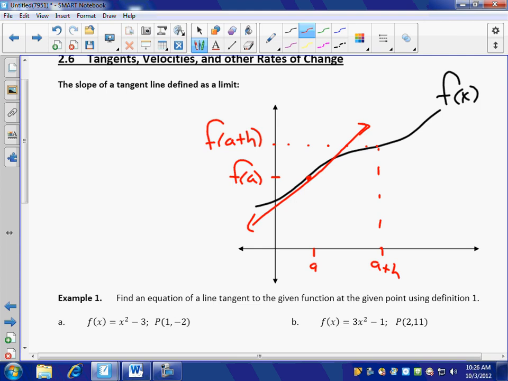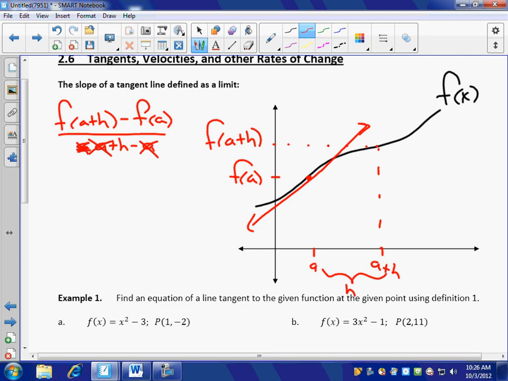Now I use the slope formula: y sub 2 minus y sub 1 over x sub 2 minus x sub 1. What happens to your a's? They cancel. H is the distance between the 2 points. What are we going to do with that distance? We're going to push it to 0. So that's where we get the limit as h approaches 0. And there we have the formal definition of instantaneous rate of change at a given point.